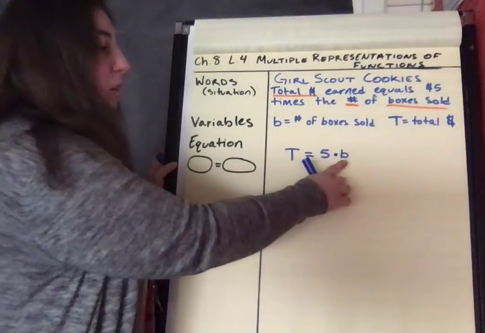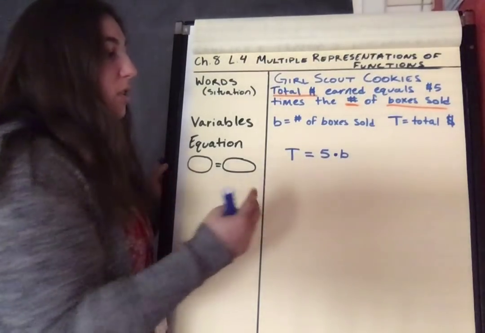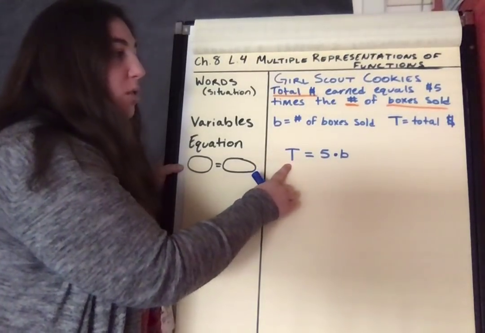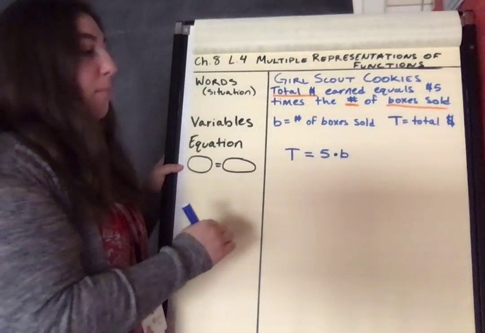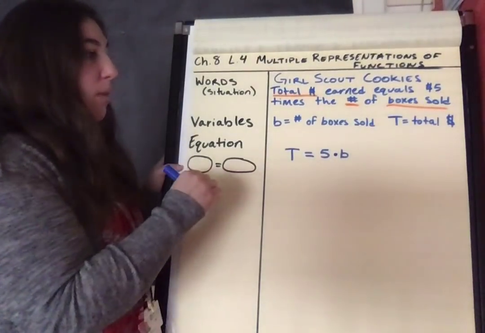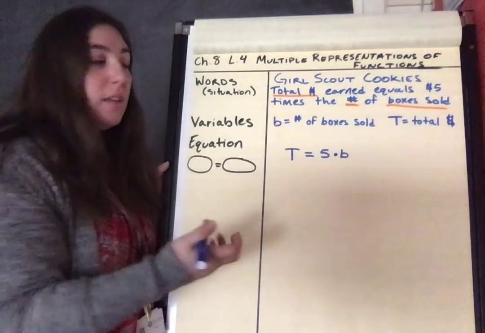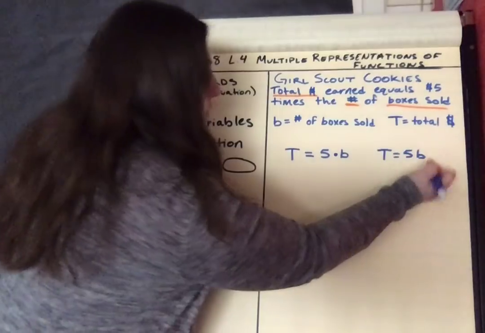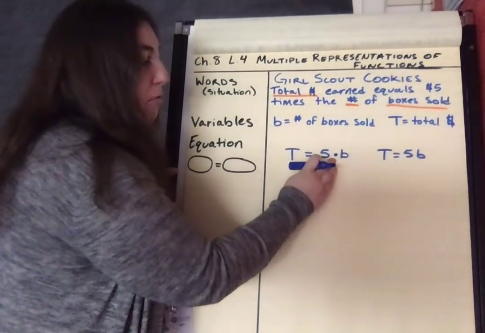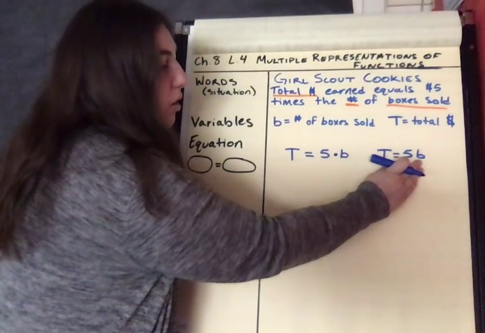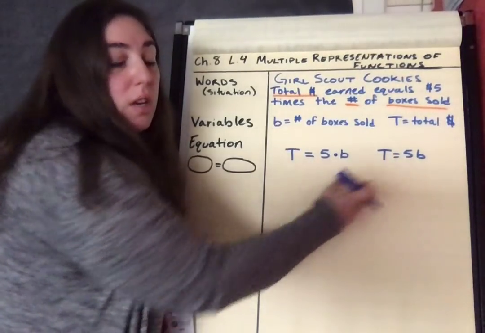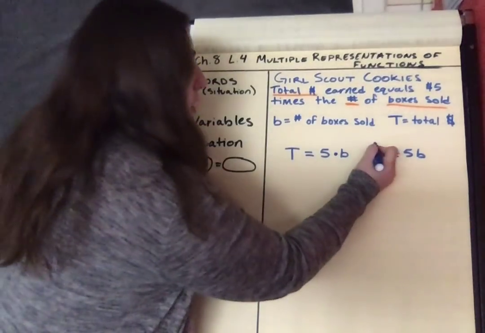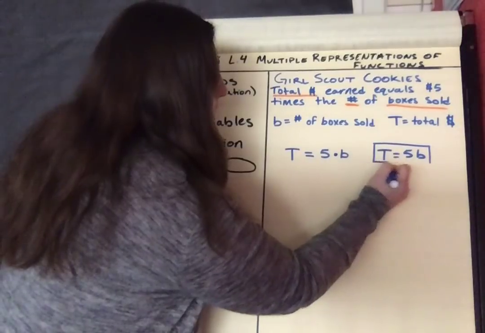So for any amount of boxes, B, I could have sold 3 boxes. I could do 5 times 3, and I would get my total money earned. Okay, this is a good way to write down your equation, but a lot of times in math, you're going to see the equation written like this. It usually doesn't have a multiplication sign in between because we also know that a letter next to a number with no operation in between means multiply. So this is our equation.